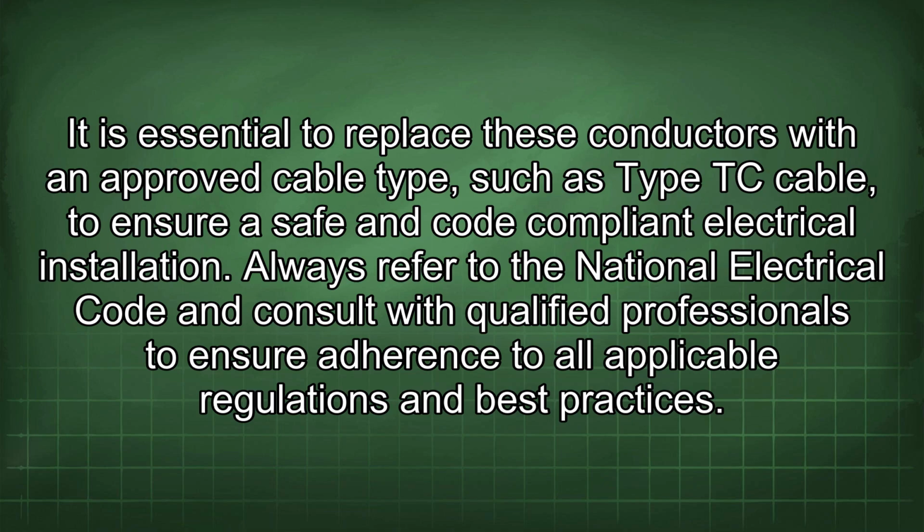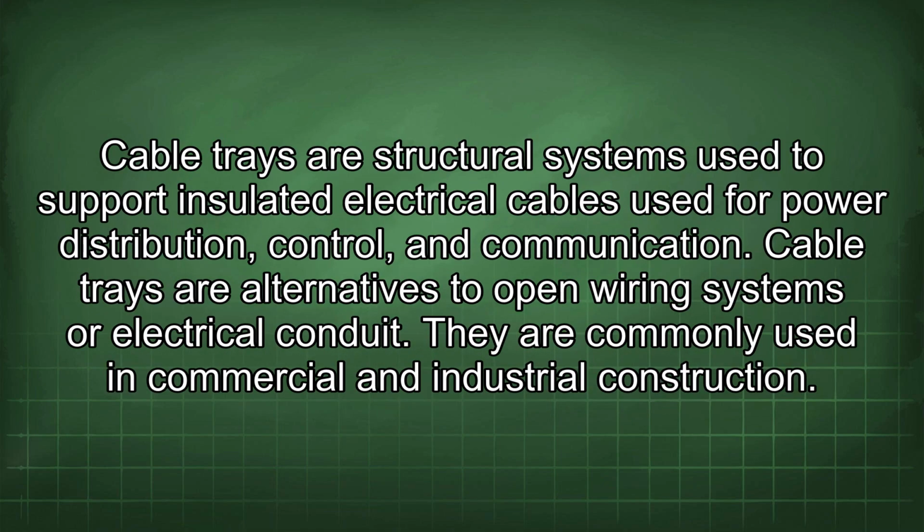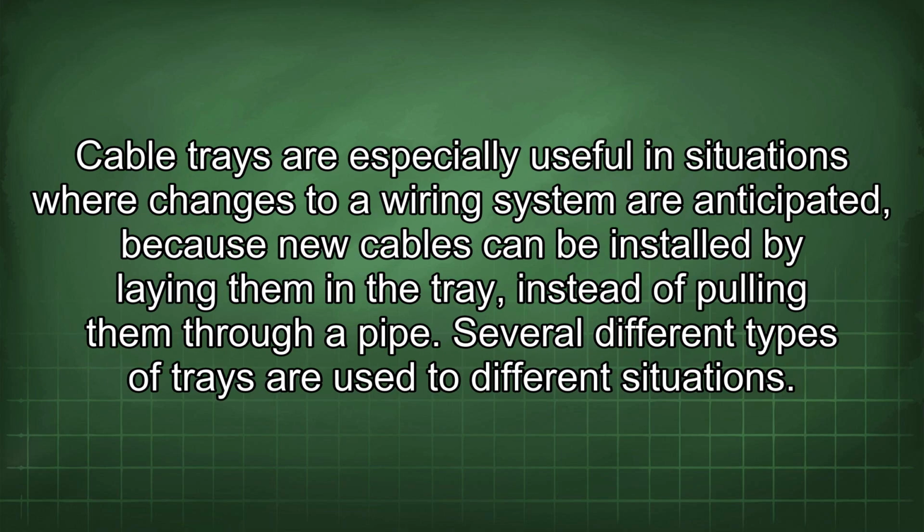Cable trays are structural systems used to support insulated electrical cables used for power distribution, control, and communication. Cable trays are alternatives to open wiring systems or electrical conduit. They are commonly used in commercial and industrial construction. Cable trays are especially useful in situations where changes to the wiring system are anticipated, because new cables can be installed by laying them in the tray instead of pulling them through a pipe.